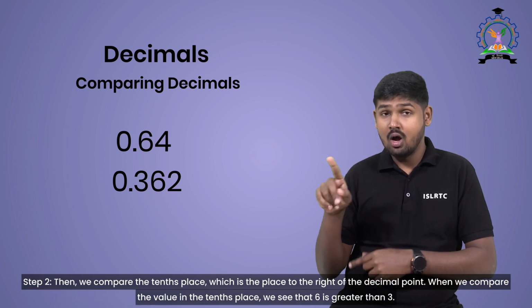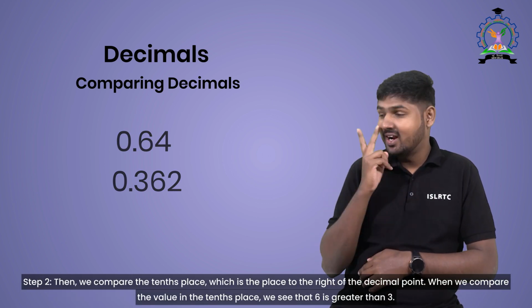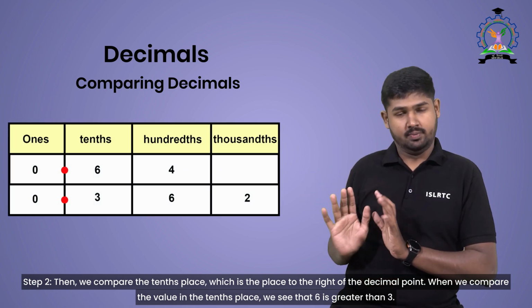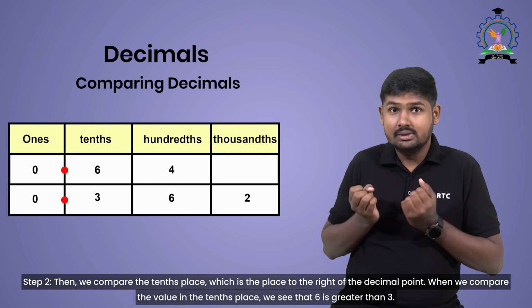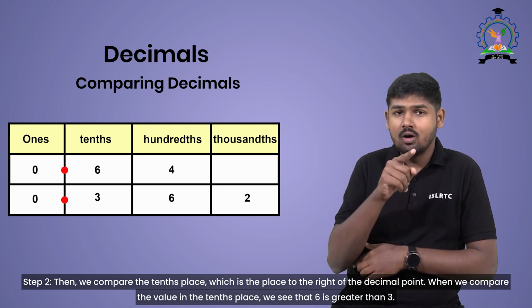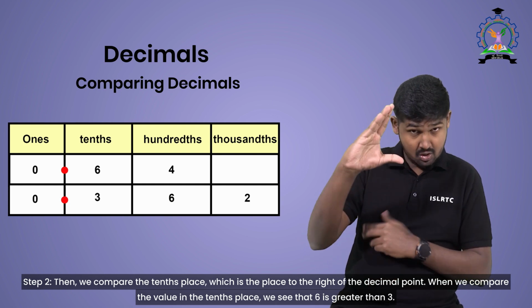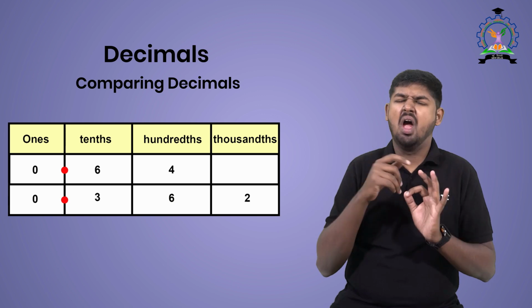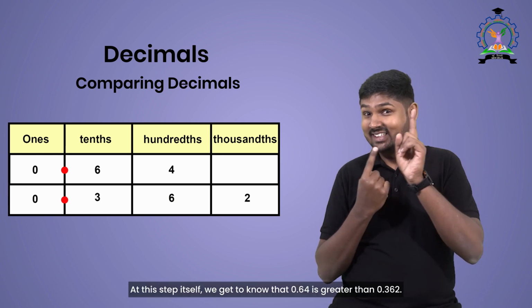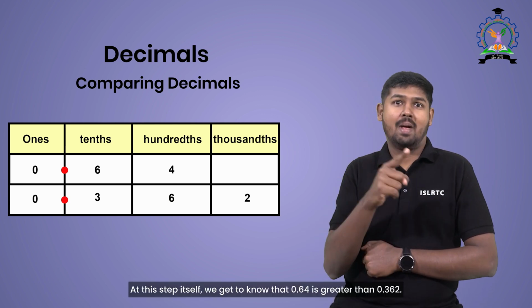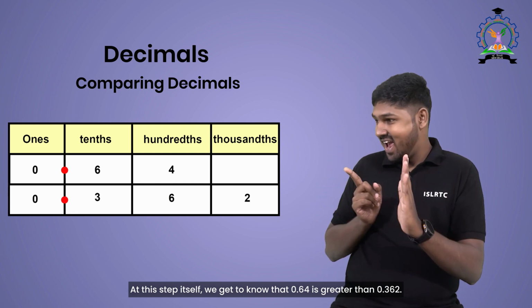Step 2. Then, we compare the tens place, which is the place to the right of the decimal point. When we compare the value in the tens place, we see that 6 is greater than 3. At this step itself, we get to know that 0.64 is greater than 0.362.